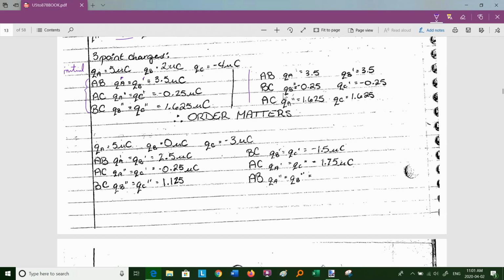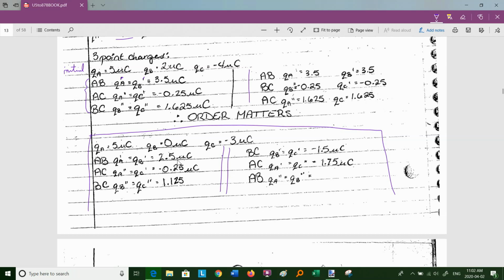Let's do another example of that. This is on the bottom of page 13. I have two different ways. I start with 5 on A, 0 on B. So B is neutral to begin with, and C is -3. So put A and B together. So 5 and -3 is 2. No, that was A and C. Start again. A and B together. 5 and 0 is 5 divided by 2 is 2.5. So A prime is 2.5, B prime is 2.5.